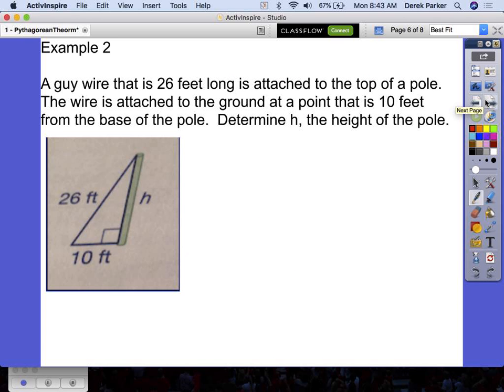A guy wire that is 26 feet long is attached to the top of a pole. The wire is attached to the ground at a point that is 10 feet from the base of the pole. Determine h, the height of the pole. So here's the difference here. As you noticed, you have been given one leg and you've been given the hypotenuse, and you're looking for the other leg. To do this, just plug into the Pythagorean theorem.